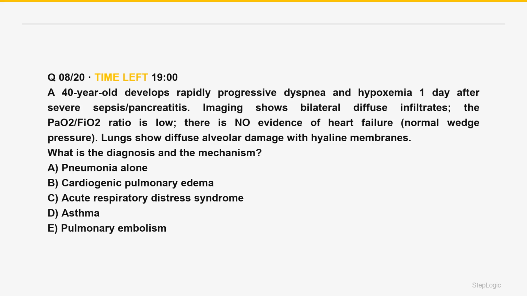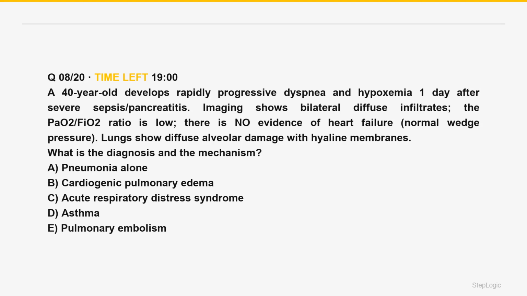What is the diagnosis and the mechanism? A 40-year-old develops rapidly progressive dyspnea and hypoxemia one day after severe sepsis-induced pancreatitis. Imaging shows bilateral diffuse infiltrates. The PaO2/FiO2 ratio is low. There is no evidence of heart failure, normal wedge pressure. Lungs show diffuse alveolar damage with hyaline membranes.